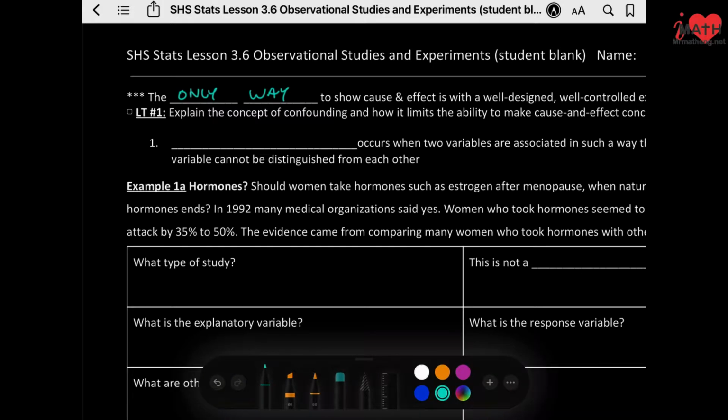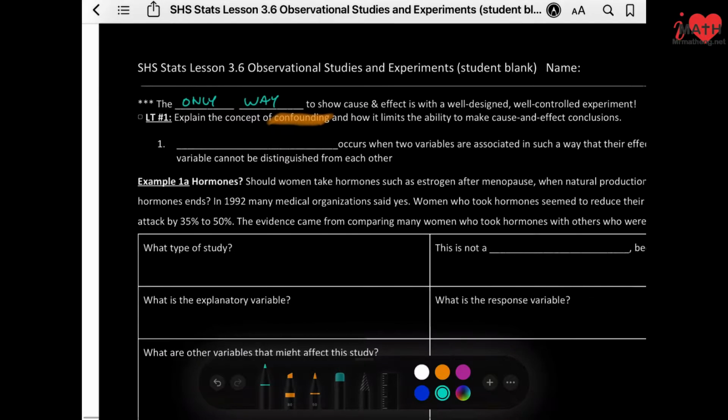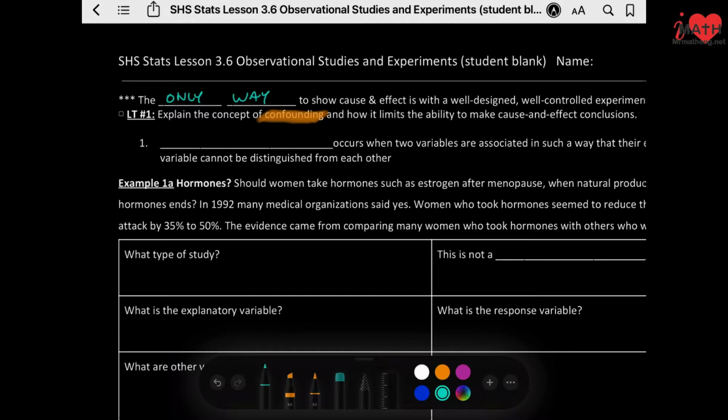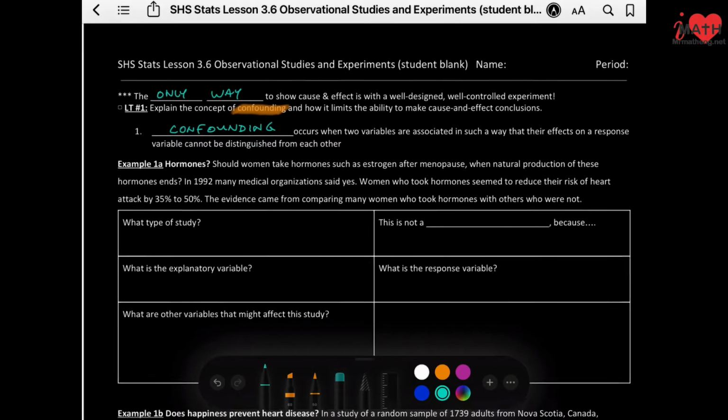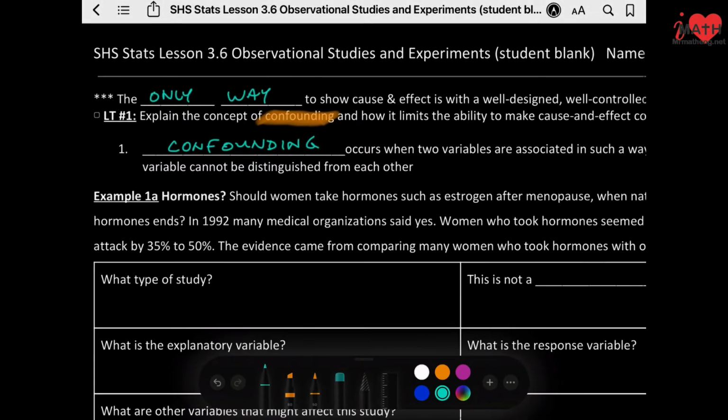Explain the concept of confounding and how it limits the ability to make cause and effect conclusions. Number 1, the word confounding occurs when 2 variables are associated in such a way that their effects on a response variable cannot be distinguished from each other.